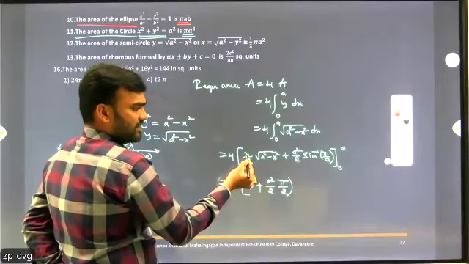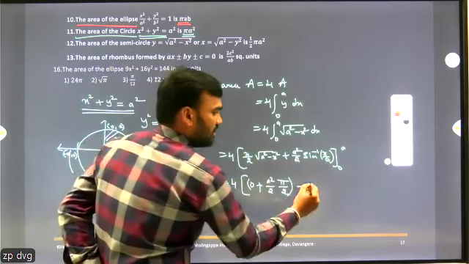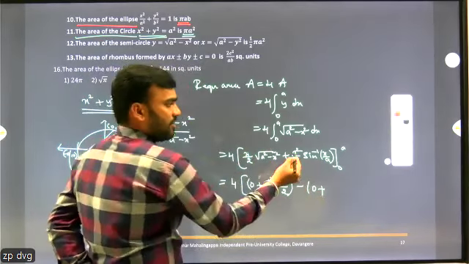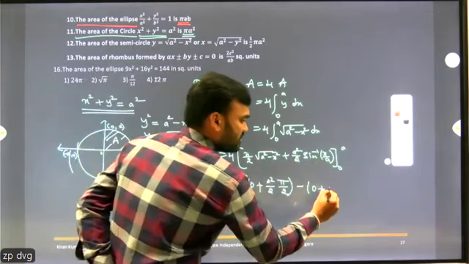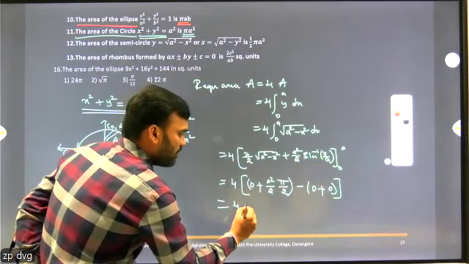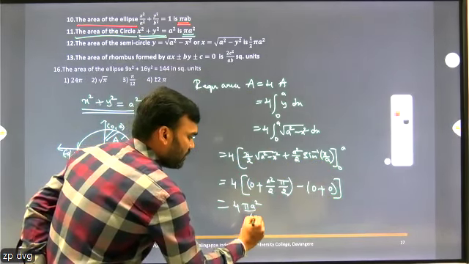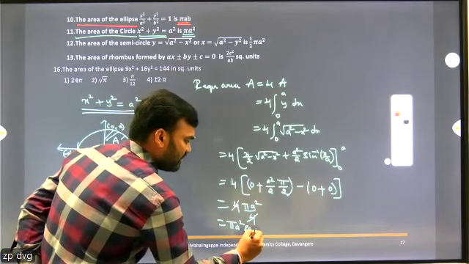0. In place of X, I am substituting 0, which means 0, and anything times 0 is 0. Plus next here, A square by 2. Sine 0 is 0. Sine inverse of 0 is 0. Finally, we will get 4 into pi A square by 4. 4, 4 get cancelled, so pi A square square units.